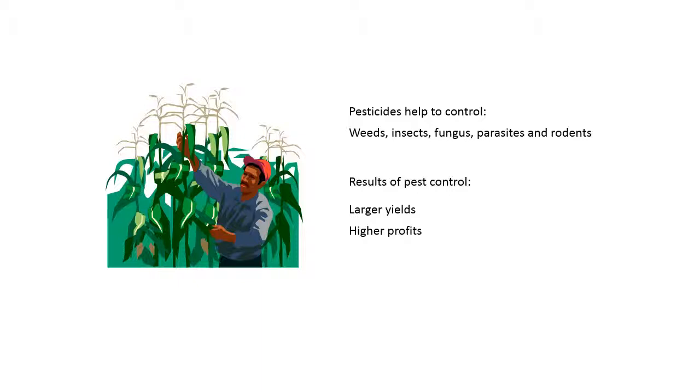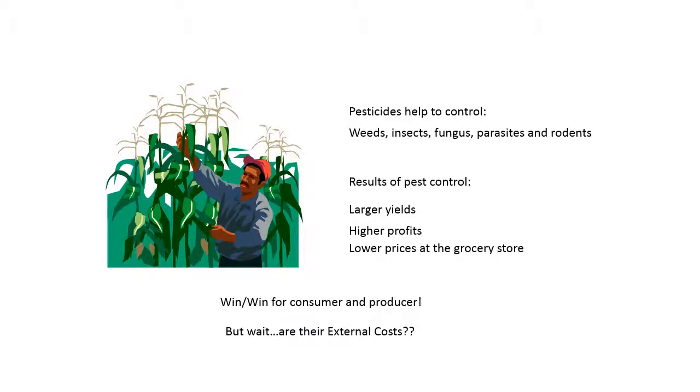But this also means that the consumer who purchases the produce that Farmer Jim sells at the local farmer's market will also benefit because Farmer Jim can lower his price. This sounds like a win-win, right? Not so fast. There are external costs that we need to consider.